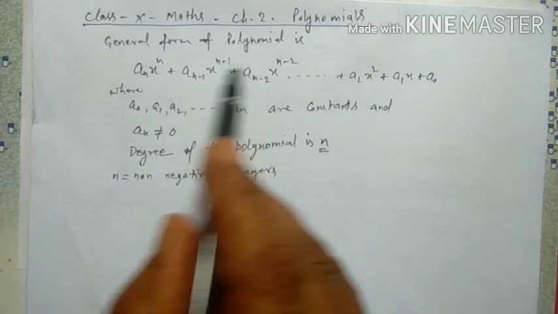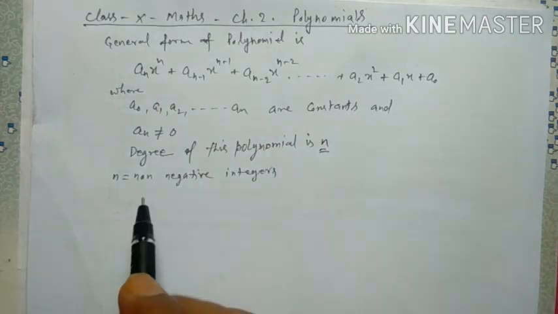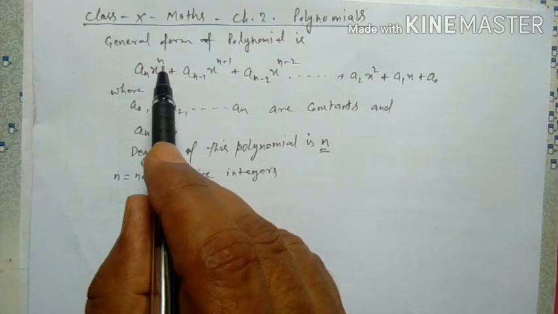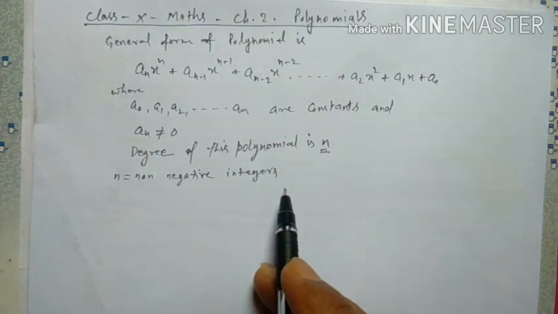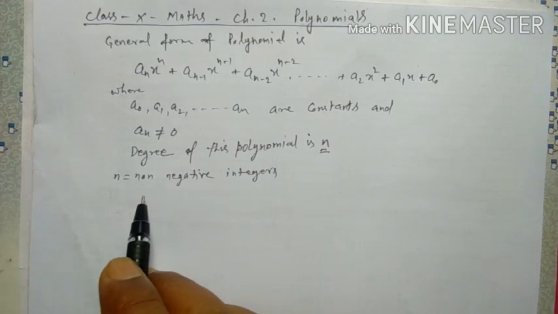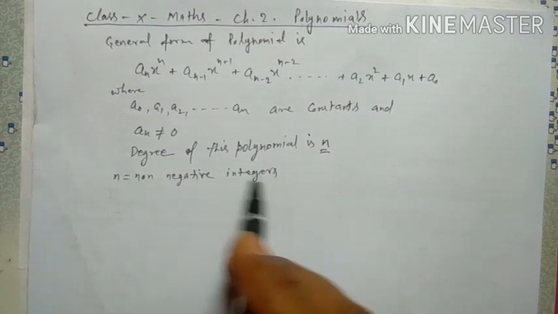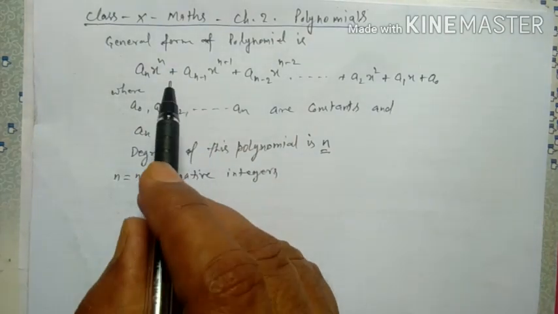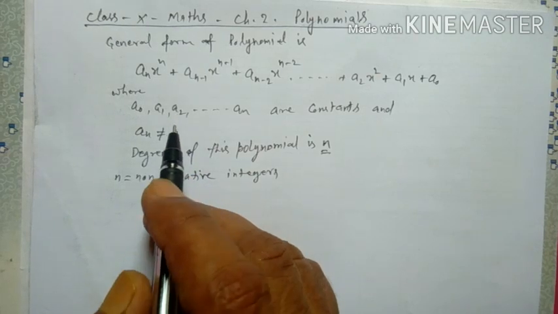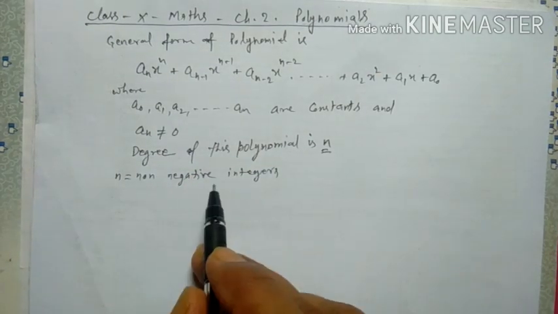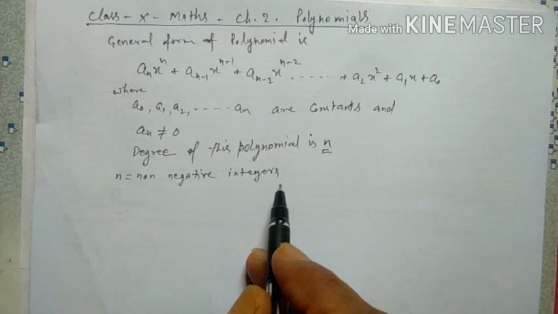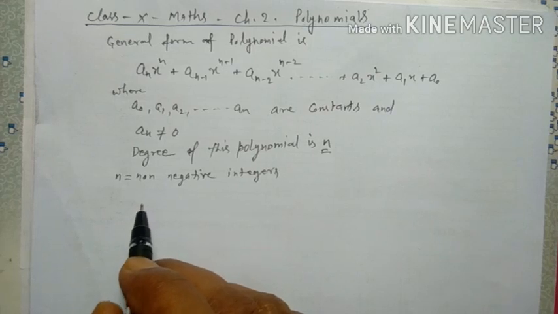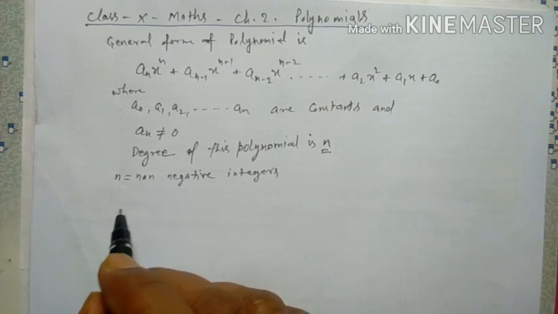An expression is known as a polynomial only when its power is a non-negative integer, that is, it is not in the form of a fraction or in the form of a negative integer. It is only non-negative integers, that is whole numbers.